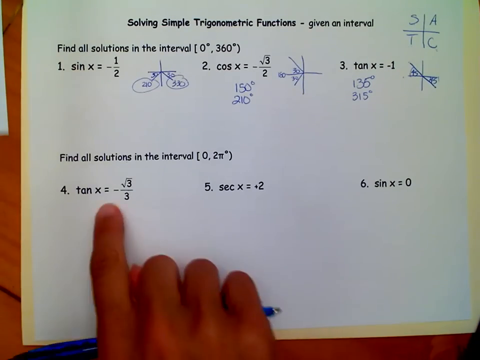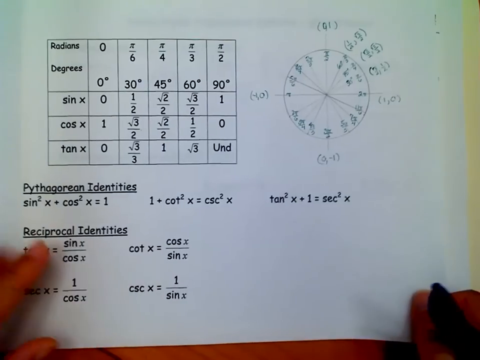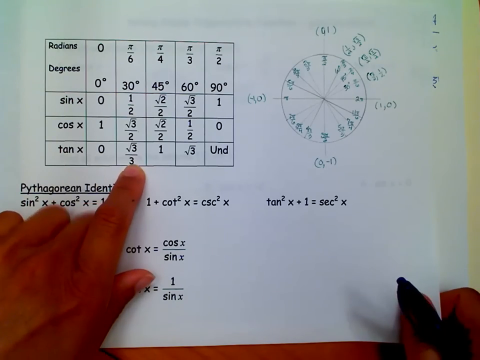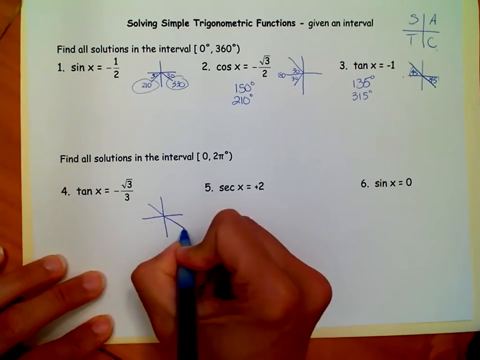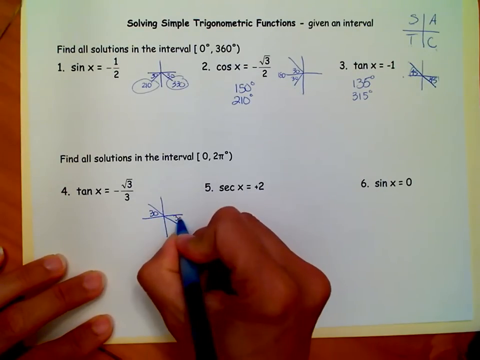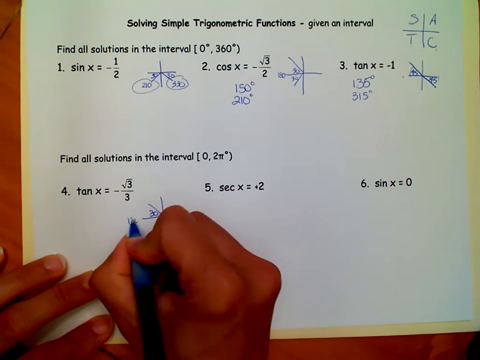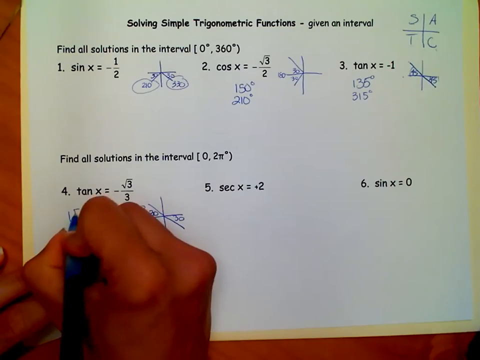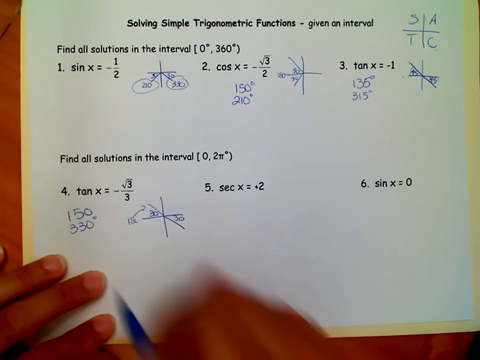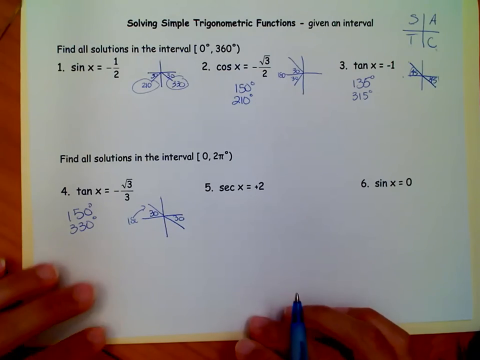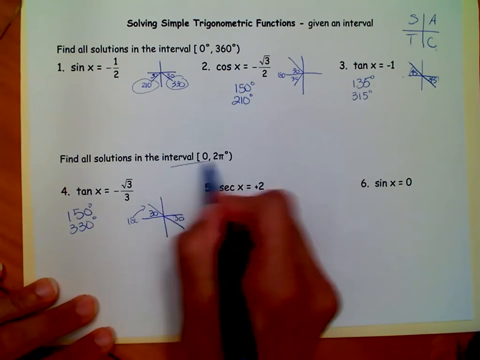Okay, next one. When is tangent square root of 3 over 3 at 30 degrees? So again, we already decided when it was negative. It's in these two quadrants. So we have our 30 here and here. So we take 180 minus 30, so we get 150, and then we take 360 minus 30, and we get 330. So oops, I'm so sorry, I did not read directions.